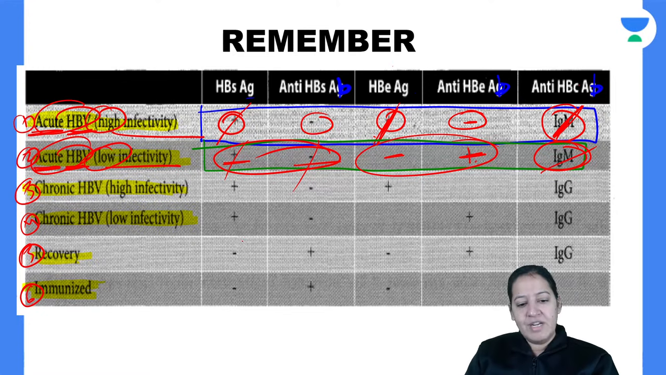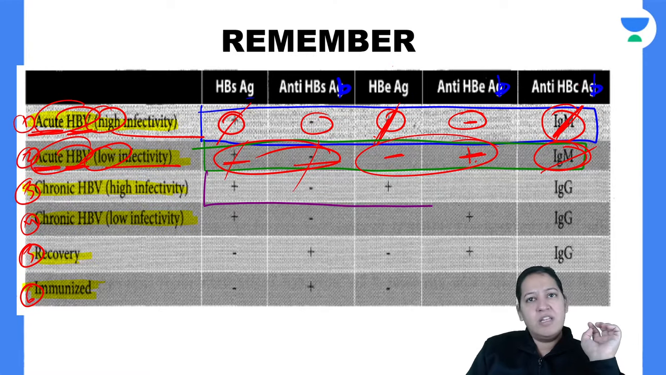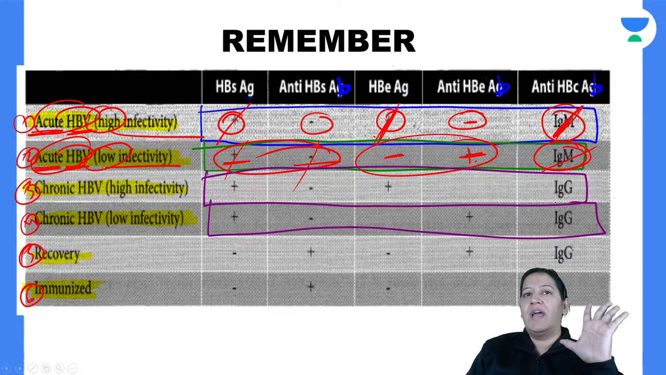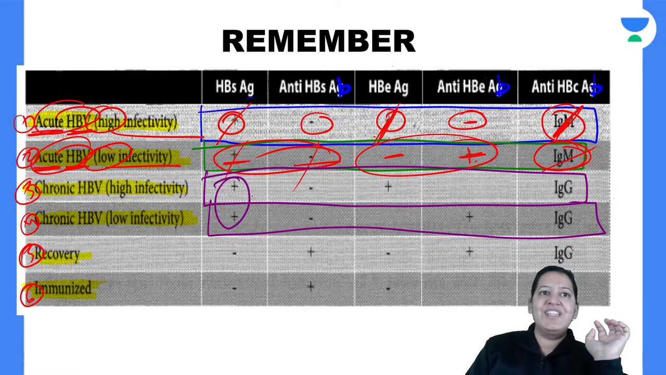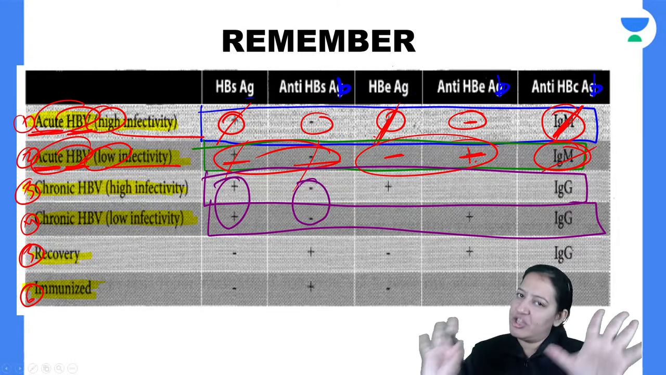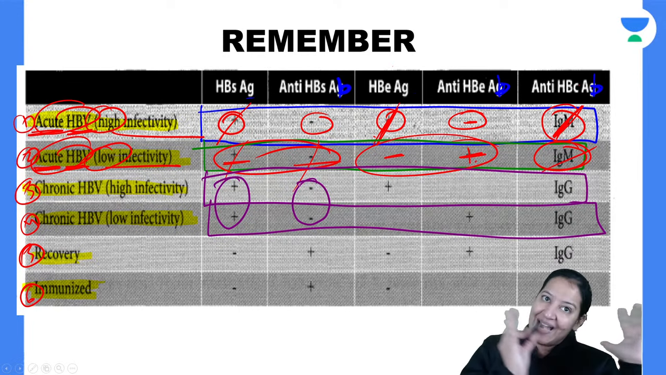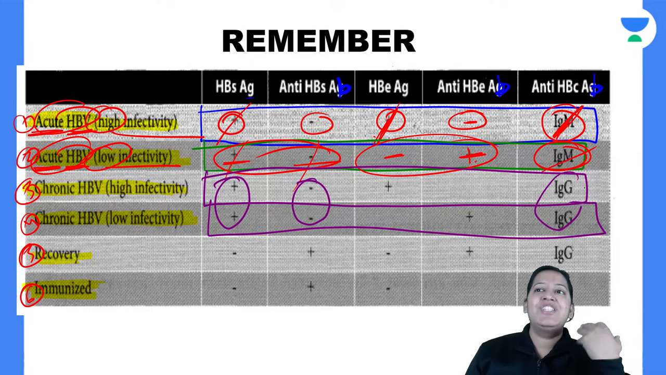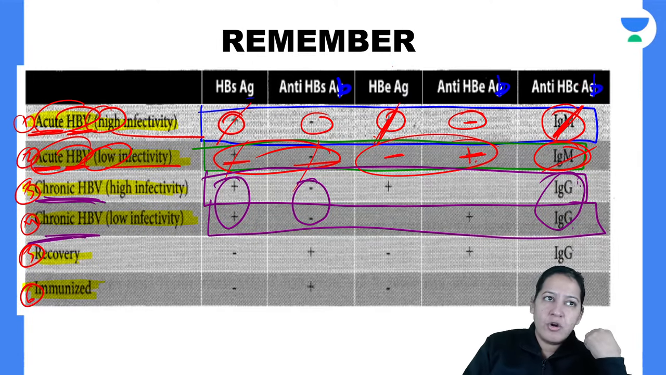Now see the profile of the third patient. See the profile of the third and the fourth together. Third and fourth patients, let us see. Again, in both of them, S antigen is present, antibody is absent. So infection is there, right? Infection is there, because antigen is present, antibody is absent. Which infection? Acute ya chronic. So IgM ya IgG, both of them are chronic. So both of them have chronic infection.